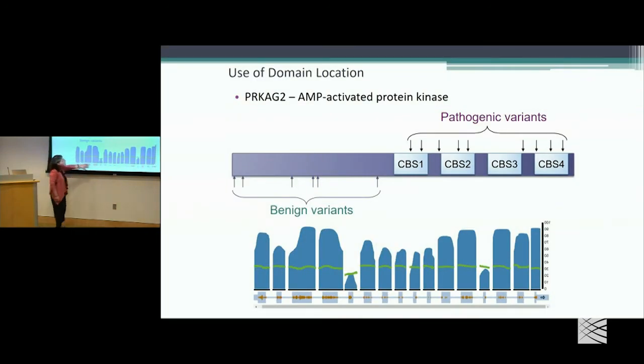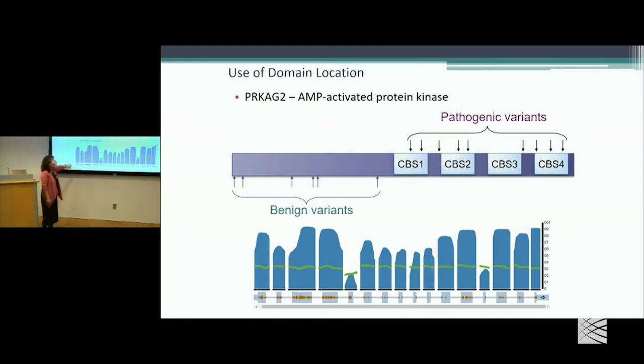You can look at protein structure and the location of variation. So this is the PRKG2 gene. If you look at location of variants, everything out here is always benign. All the pathogenic variants sit across the CBS2 domains. And so that can help guide you in thinking about whether there's a likelihood it will be pathogenic. But you really have to look carefully.